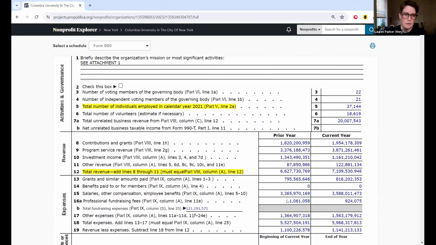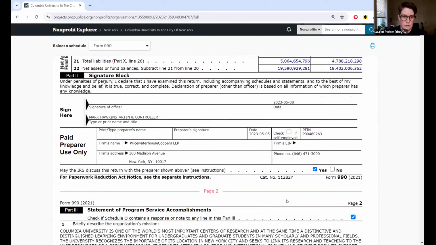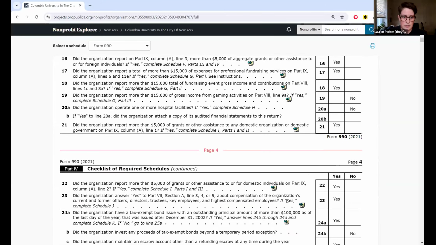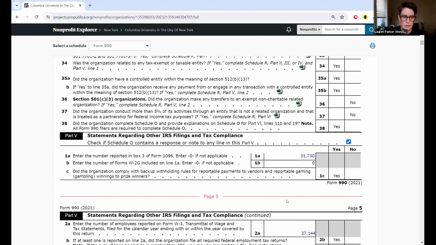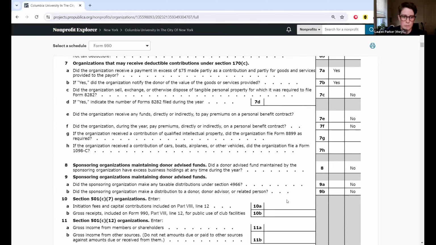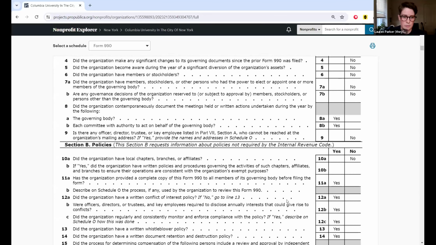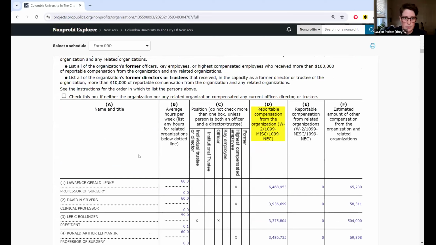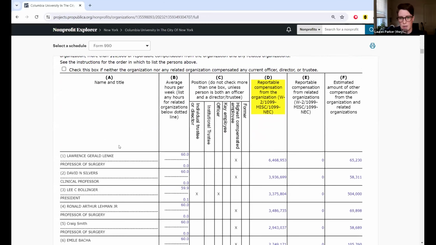Great. So let's scroll down a little bit and check out compensation for some of the key employees. Sorry if anybody's getting dizzy here. Okay, we're almost there. All right, here we go. Here's a summary table of the highest paid employees and also some board members. The professor of surgery is the highest paid employee of Columbia at almost $6.5 million in reported compensation.